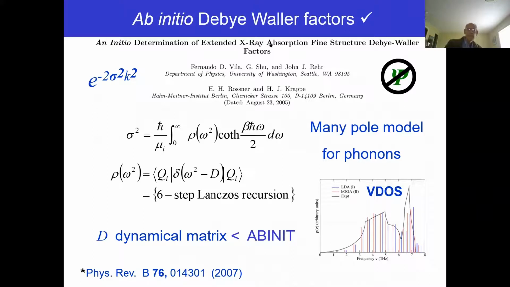The Debye-Waller factors are also calculated ab initio, and here we need to know the phonon density of states. We call it rho of omega. This is the Bose-Einstein occupation numbers. The hyperbolic cotangent is essentially n plus a half, times h-bar omega. And this you might call a many-pole model for phonons. You don't need all the phonons, you just need the sum over these, so it's very efficient. And we get the dynamical matrix in this calculation from a DFT code.